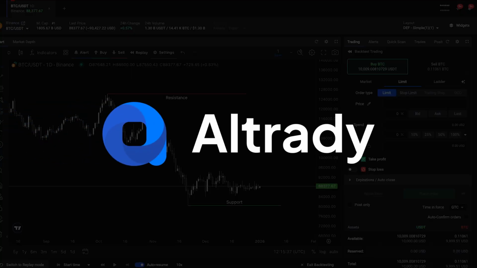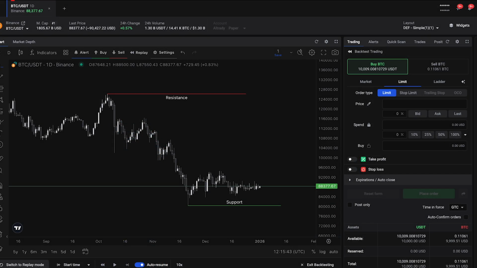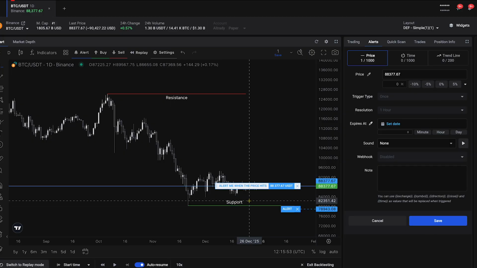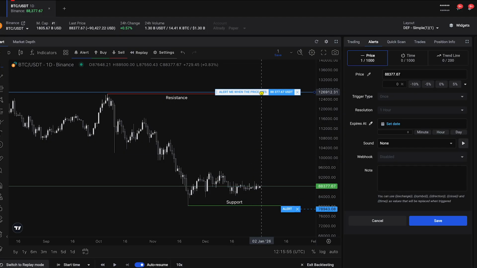The problem is, without advanced scanning or alert tools, you can't anticipate these moves. And that's exactly where Altrady comes in. With Altrady, you can monitor and react to these dynamics in real time. Here's how. Step 1. Set alerts on stop cluster zones. Using Altrady's integrated analysis tools, you can mark key support and resistance levels and get instant notifications when the price approaches these areas.